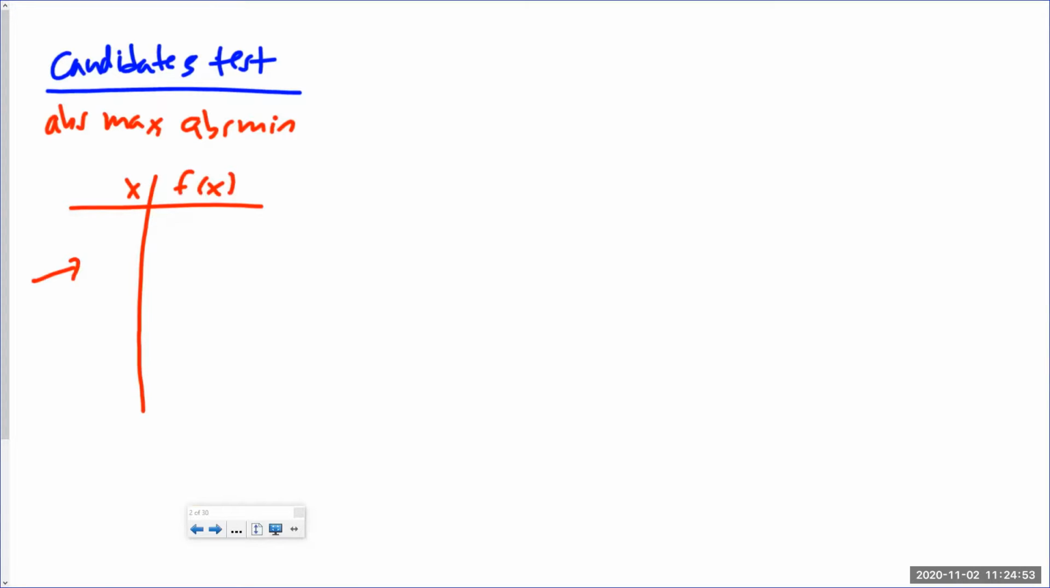Inside the T-chart, do you remember you put two types of numbers? What numbers did you put in? Endpoints and critical points, okay? Then you figured out what all these numbers were, and then you just grabbed the max and you grabbed the min. Do you remember that? That was a candidates test, okay?